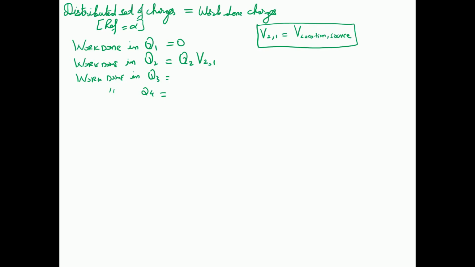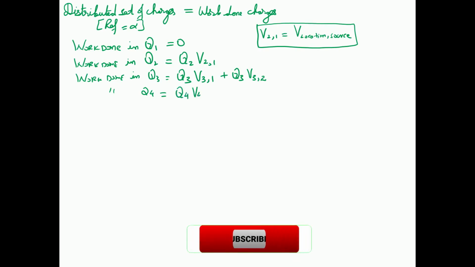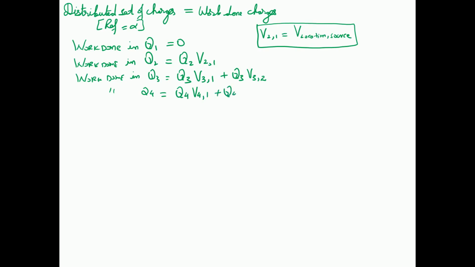So this means that Q3 will experience the same potential at point 3, but now coming from source 1, which is Q1, plus it is going to experience a potential again at point 3, but this is now coming from the second source Q2. And if we go for the fourth one, Q4 will experience a potential at point 4 coming from source 1, Q4 will experience a potential at point 4 coming from source 2, and Q4 will experience a potential at point 4 coming from source 3. So this is how we have taken it, and if we have more charges, it will keep on going like this. So this is the behavior of the work done inside this empty universe.